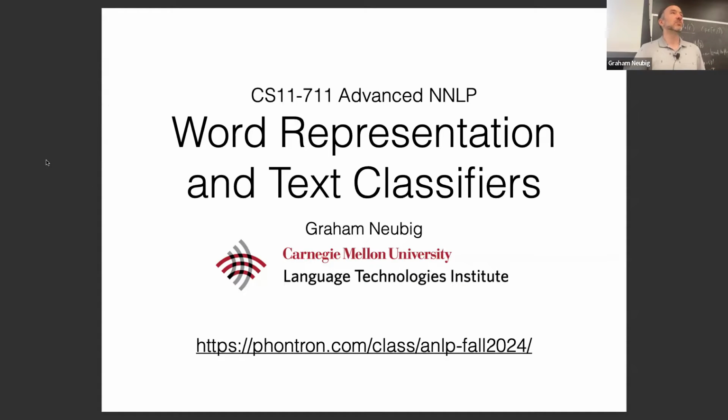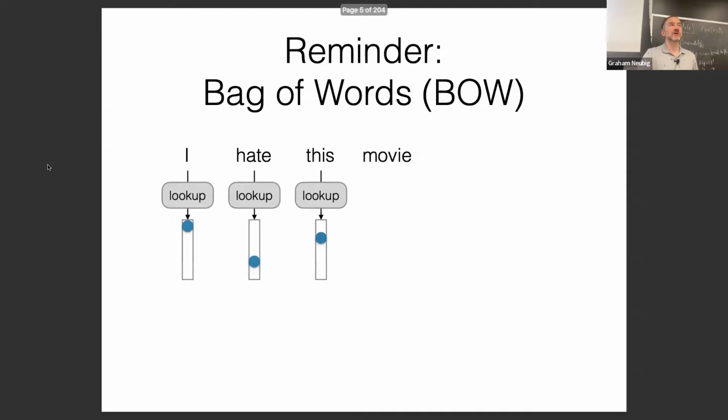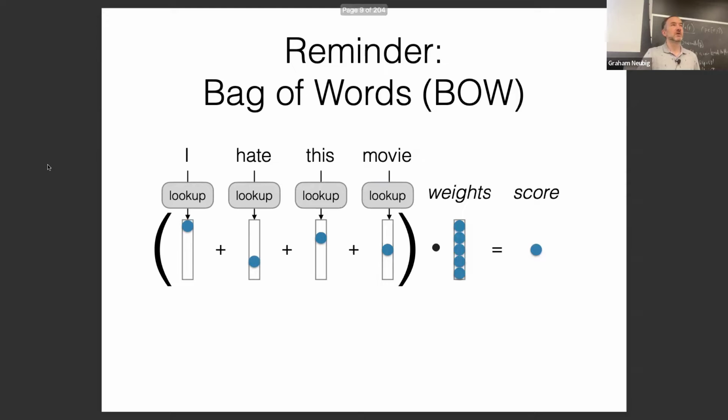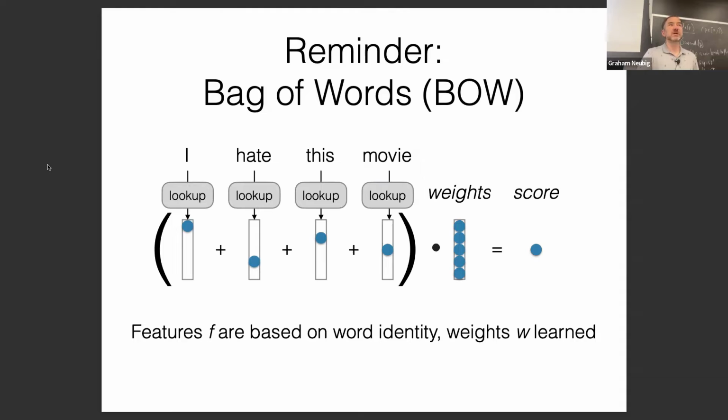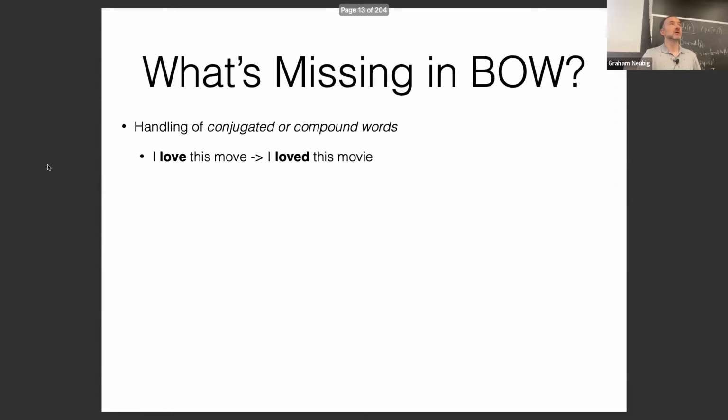Okay. So this time we're going to be talking about word representation in text classifiers. Up until this point, we talked about bag of words, where bag of words is basically getting a one hot vector that we look up and then we add them together, get weights, multiply by weights, and calculate a score. The features are based on word identity, and the weights are learned using something like the structured perceptron, as I mentioned last time.